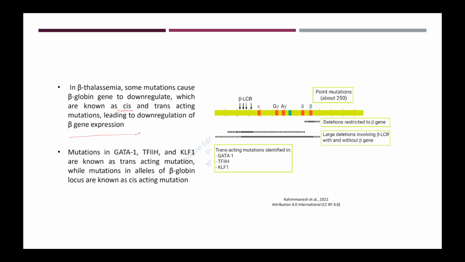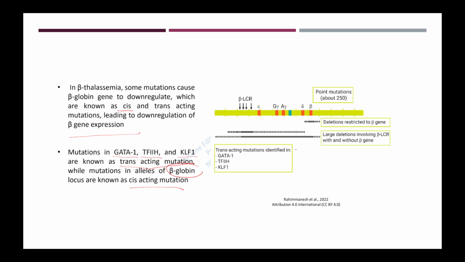Okay, so for example, if there is a mutation that is present in the gene itself, and because of that mutation there is less production of that gene, that is a cis-acting mutation. However, if the mutation is present in some other locus or some other protein that affects the production of our gene of interest, that is known as a trans-acting mutation. For example, GATA1, transcription factor 2H, KLF1 are known as trans-acting mutations, while mutations in alleles of the beta globin gene locus are known as cis-acting mutations.